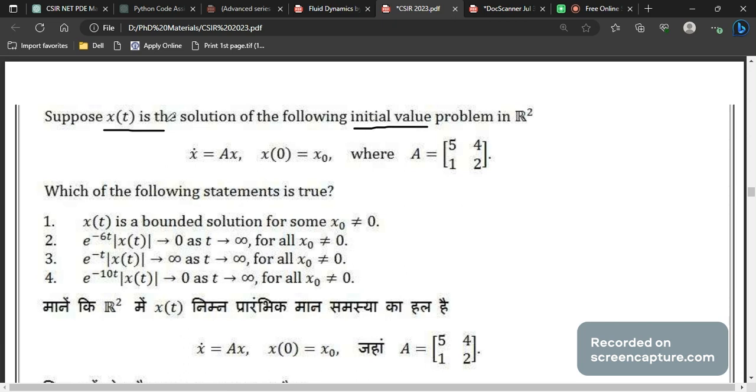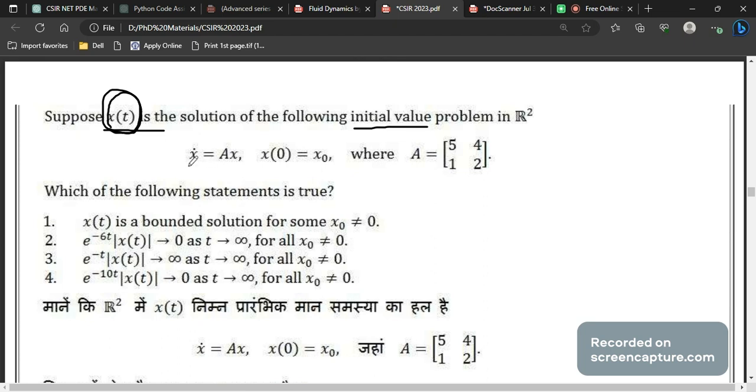Okay, so before I read the question, you read the question, pause and read the question, and just think about x(t), how x(t) looks like. Later I will tell you, but you just think how x(t) can look like, because this is a system of differential equation. Why this is a system, let me tell you.